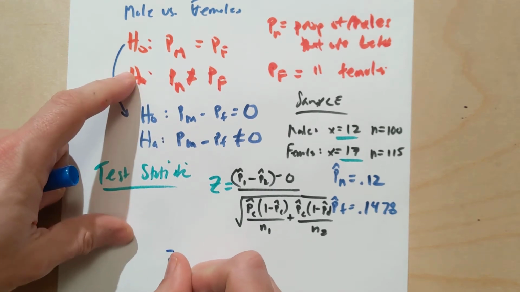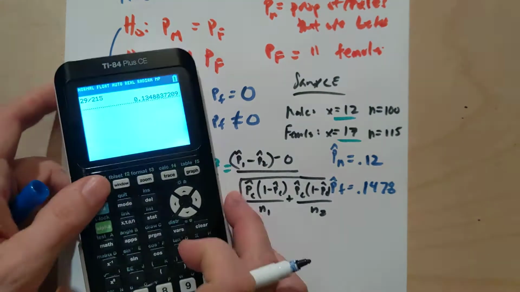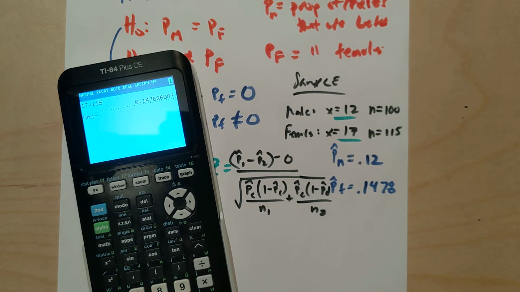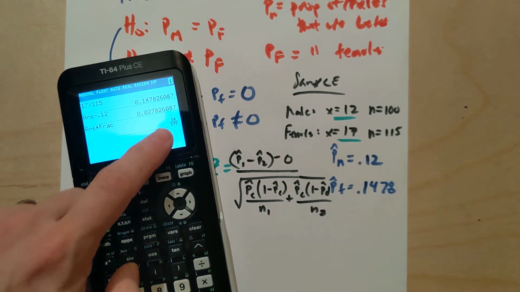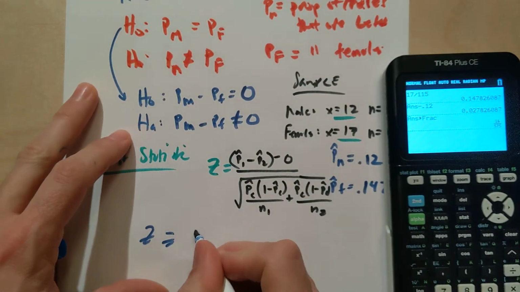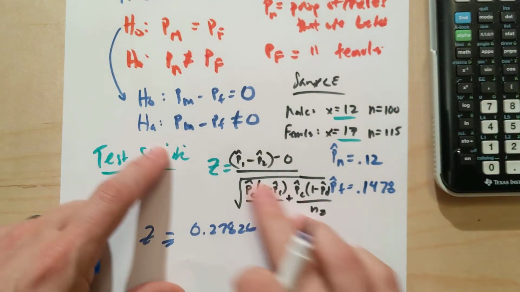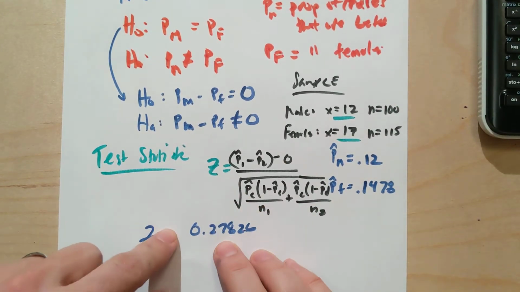If I actually do this calculation, my z is going to equal this difference. What's the difference between these two p hats? I did 17 divided by 115, and I'll subtract 0.12, and the difference is 0.027826. In this case, order doesn't necessarily matter because it's a two-tailed test, so I don't have to worry about whether this is positive or negative.